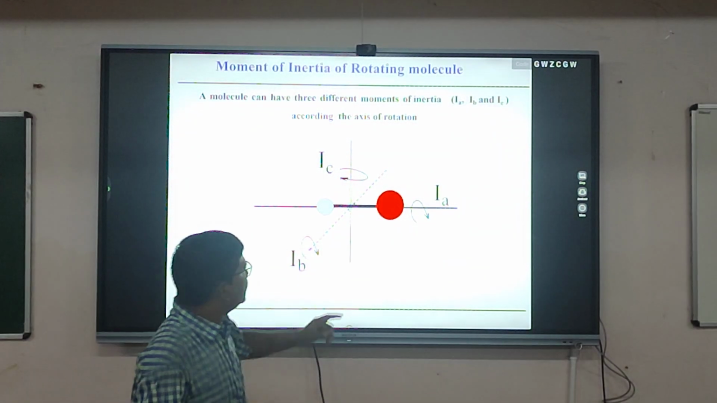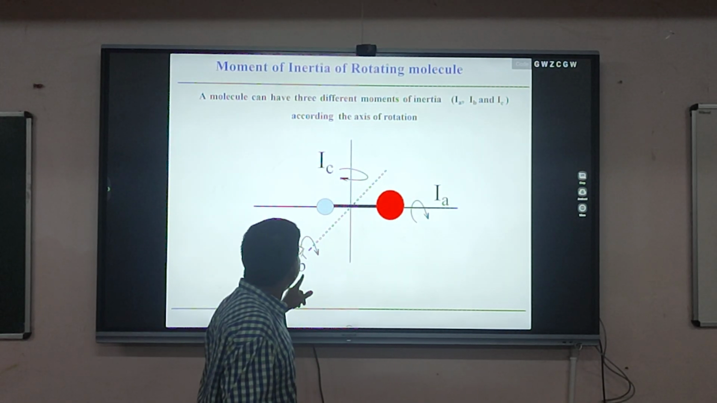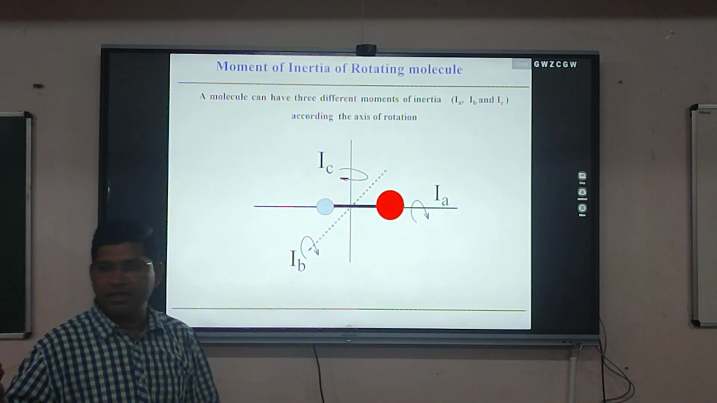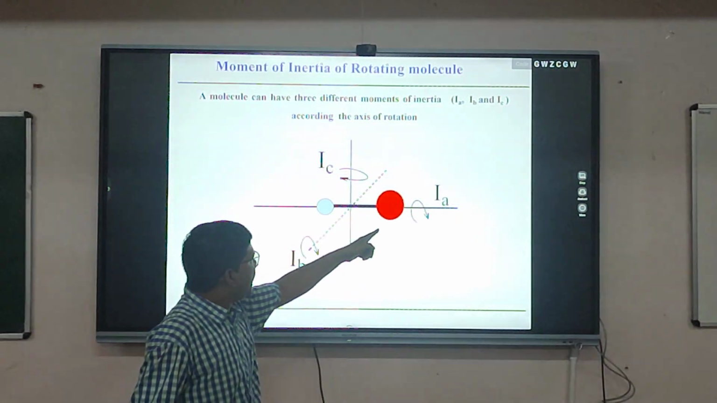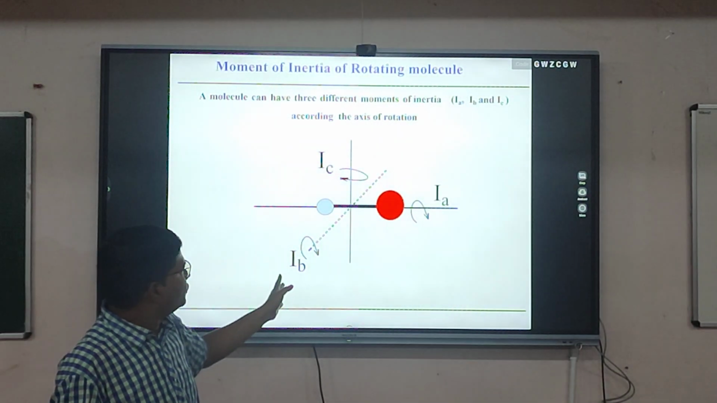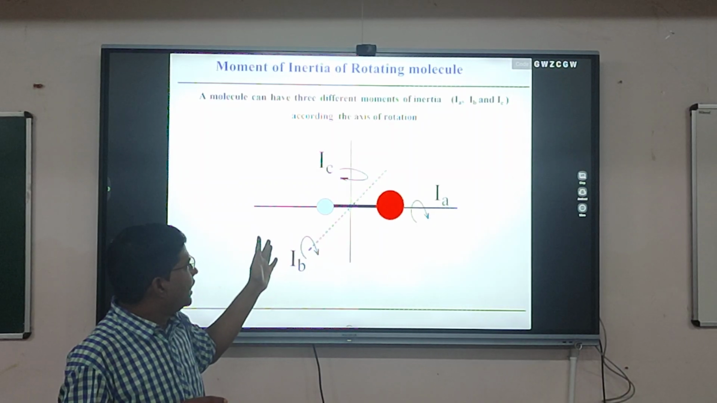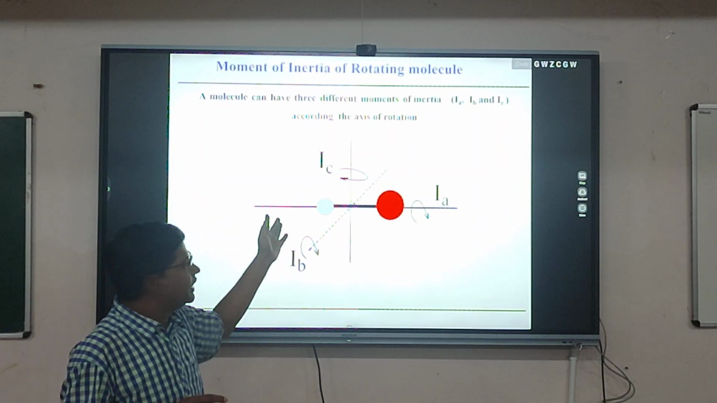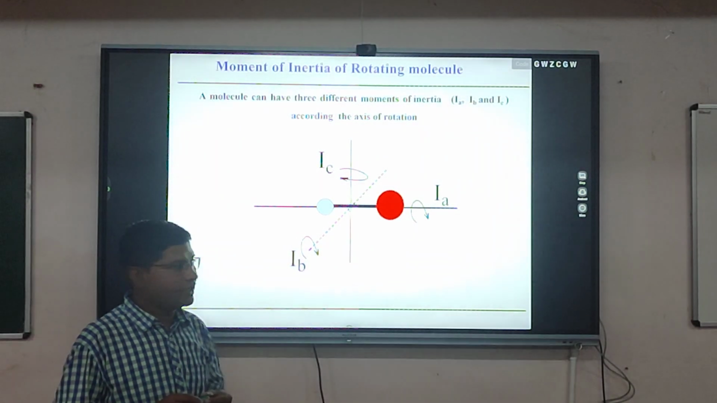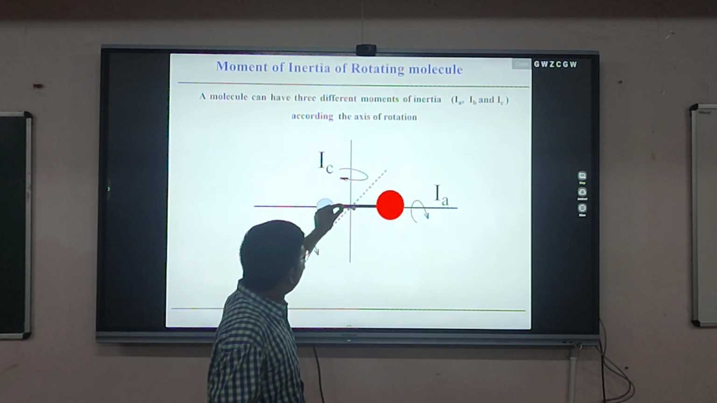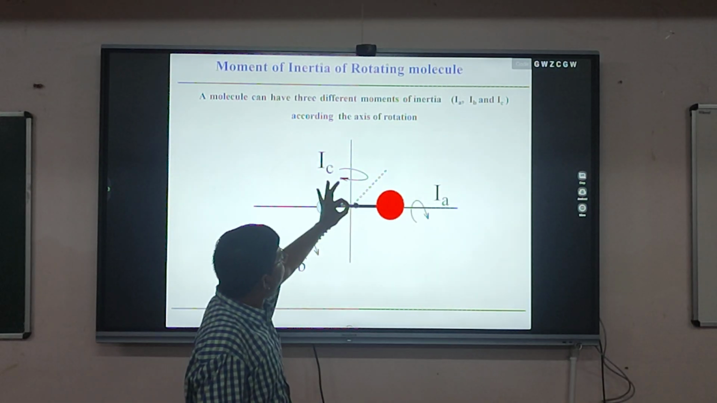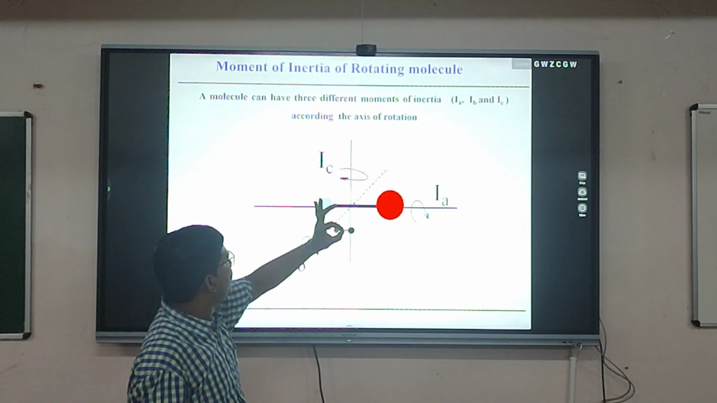Here we must learn what Ia, Ib, and Ic are. I means moment of inertia. In this spectroscopy we consider the rotation of the molecule about three axes. So now we have put this, our linear diatomic molecule.